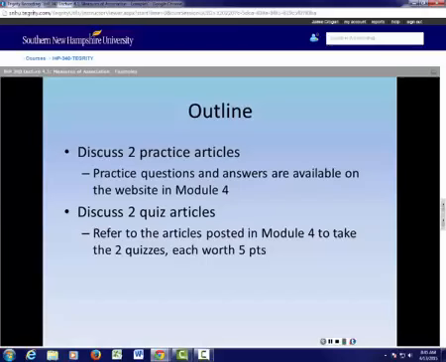At the end of Module 4, there are 2 quizzes based on 2 different articles that you should take. These are each worth 5 points in your grade.